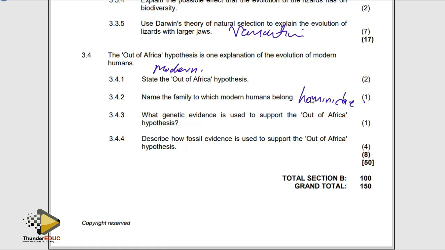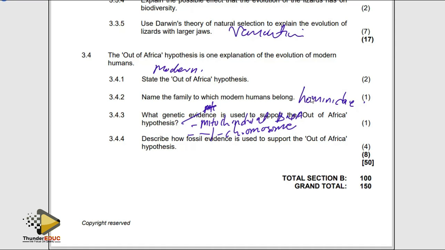They're saying, which genetic evidence is used to support the out of Africa hypothesis? We have two genetic evidences, but we only teach one. We have what is called mitochondrial DNA and the Y chromosome. But now we don't talk about the Y chromosome. Only now the syllabus or the curriculum is talking about the mitochondrial DNA. So the evidence we give you here is mitochondrial DNA.